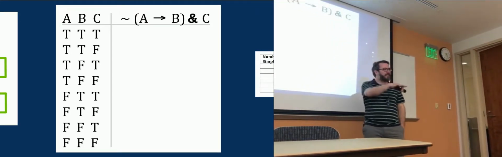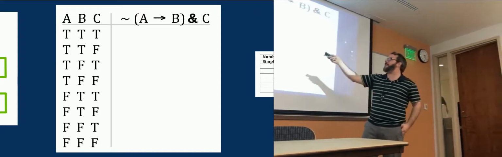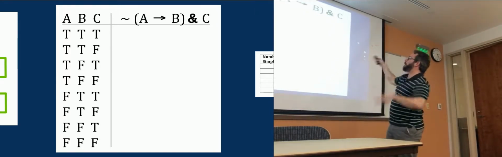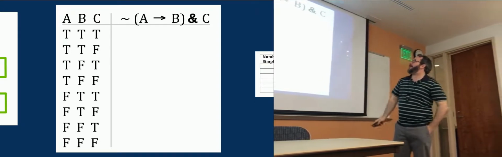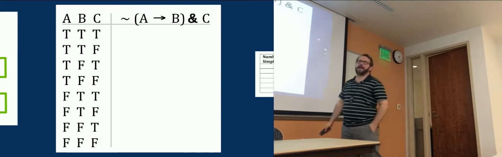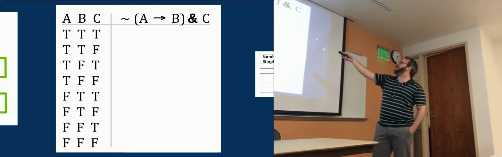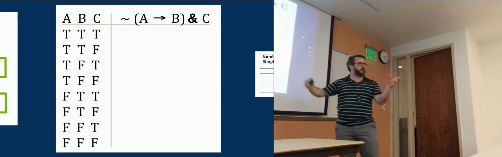Why is it bigger? There are more options. I have more simple component propositions in this. It's not just A and B now, it's A, B, and C. And I have a complex proposition here that says, not if A then B and C, is how I would read that out loud in English. It's not the case that if A then B and C. No, that's not how I want to say it. It's not the case that if A then B, pause, and C is what I mean to be saying.